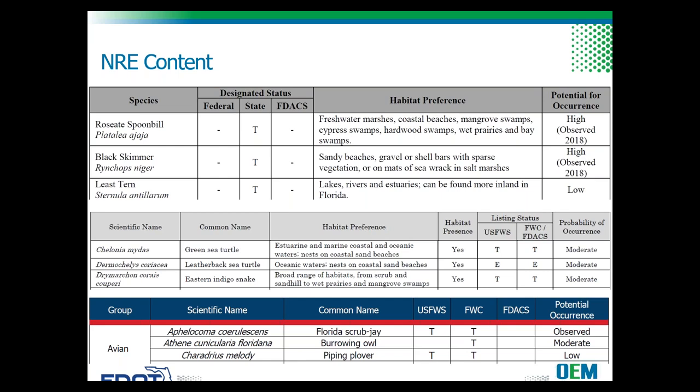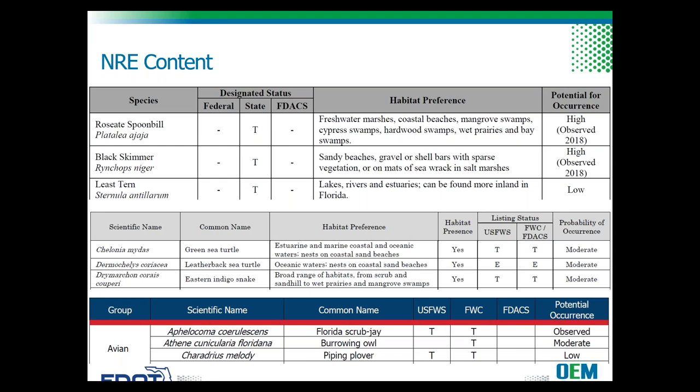Here are 3 examples from different NREs across the state that demonstrate a table put together from database reviews of all the potential species that may occur in the project area. These tables include a potential or probability of occurrence. This likelihood is subjective and based on professional judgment. Thus, definitions must be provided to define the basis of its use. Common terms used are low, moderate, high, and observed.